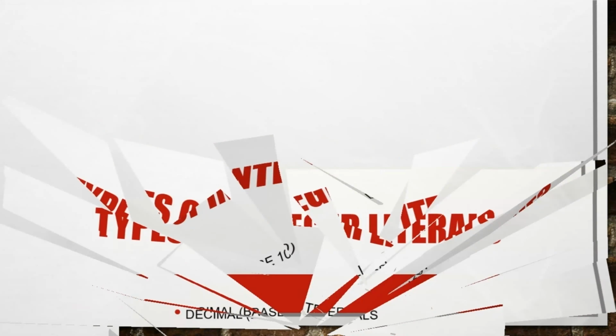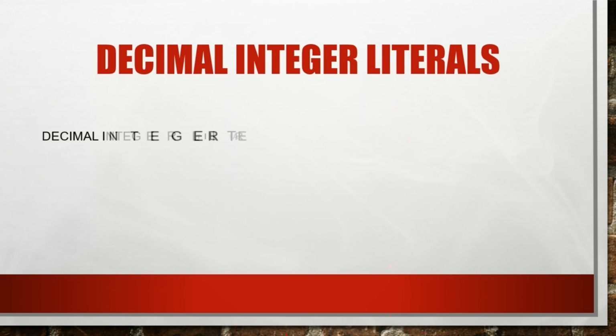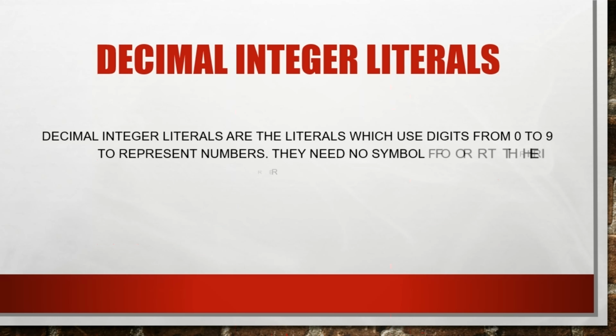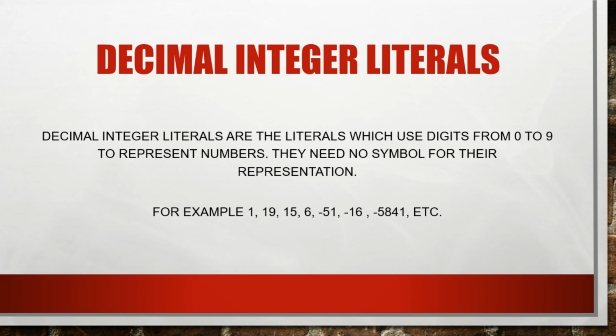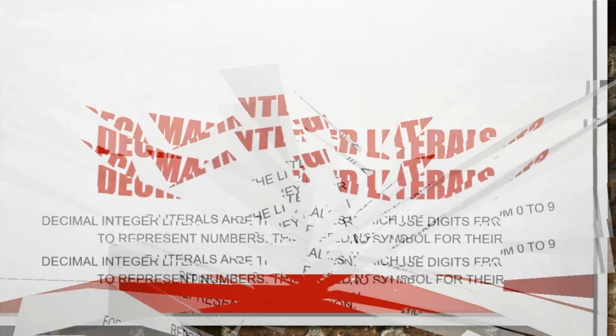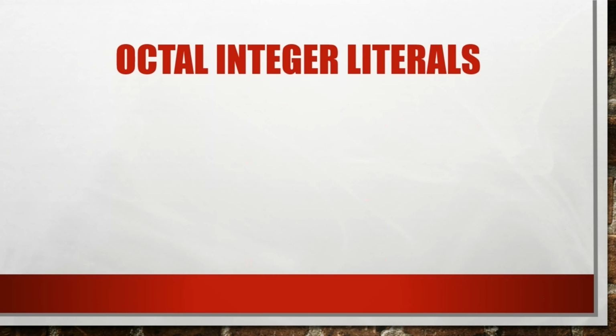Firstly, we have decimal literals. Decimal integer literals are the literals which use digits from 0 to 9 to represent numbers. They need no symbol for their representation. For example, -51, -16, -5841, etc.